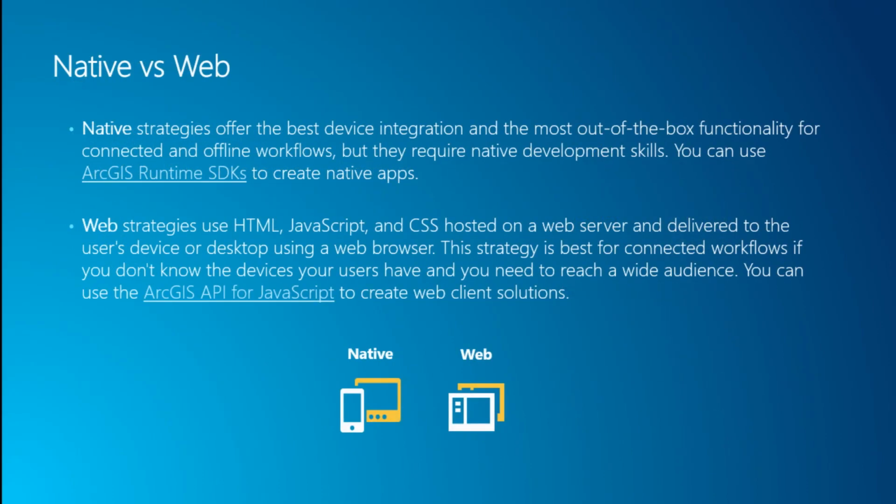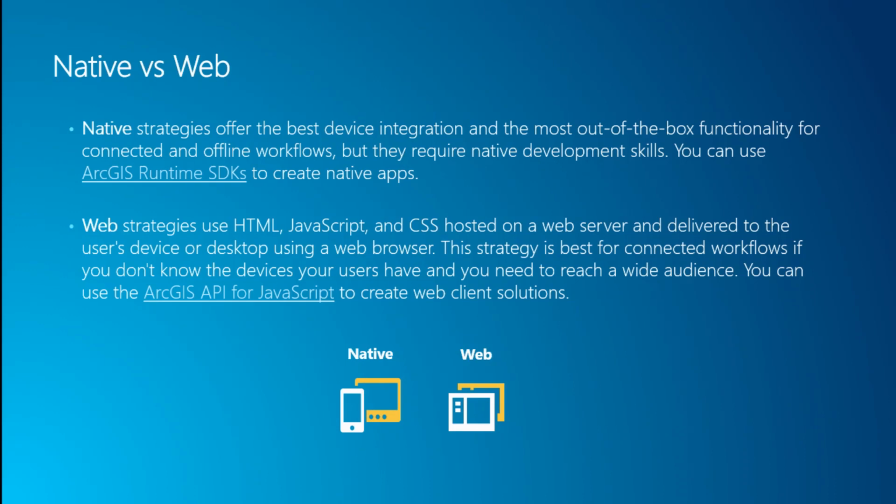So first, just to set the stage, a lot of times when you talk about cross-platform development, you talk about web versus native, right? So we just wanted to lay it out in a nice set of text here and just talk about what do we mean by web and native. So if we're talking about native strategies, we're talking about choosing the best device, the best experience that you can find out of the box for creating connected and offline workflows, and generally require native development skills, being able to take advantage of onboard sensors and resources and capabilities of a device. And for that, we have the ArcGIS Runtime SDKs. And that's what we're going to be talking about today. We're going to focus on that.